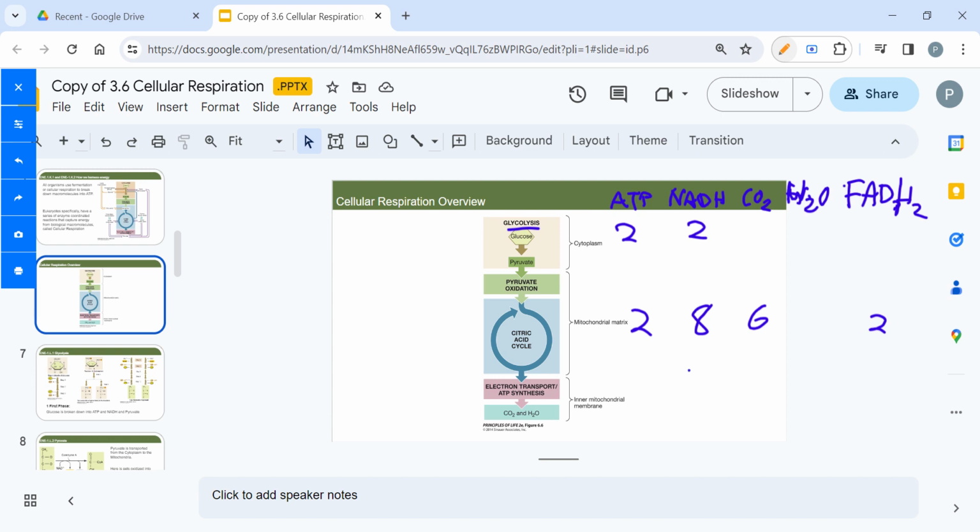So I now have 10, right? So I'll do like the total here, right? I got 4 ATPs, 10 NADHs, 6 carbon dioxides, and 2 FADH2s.